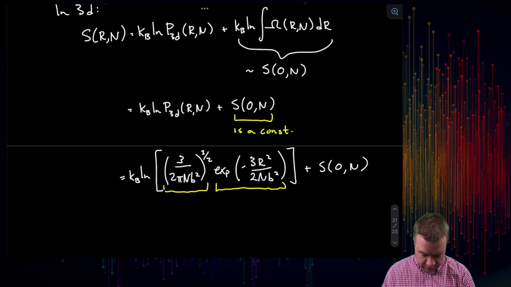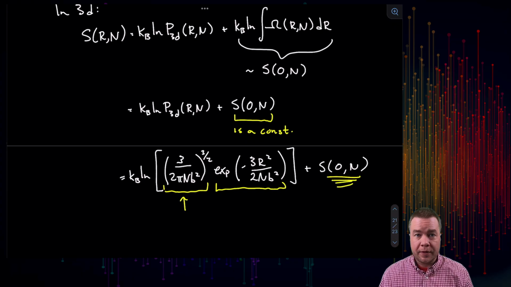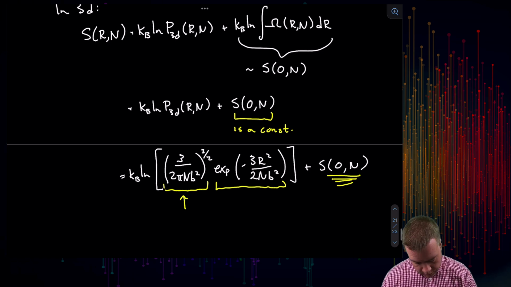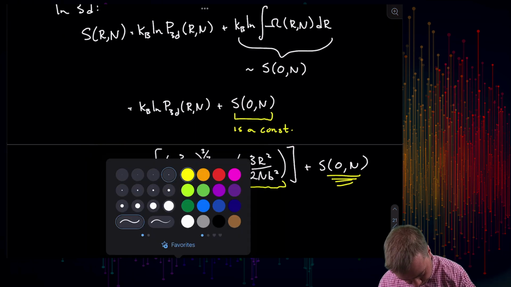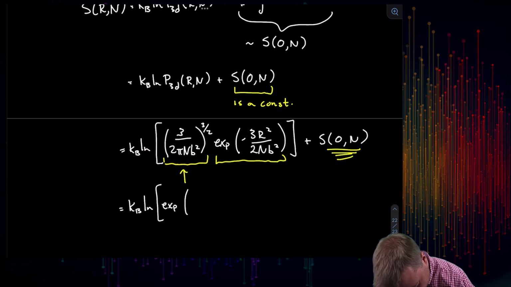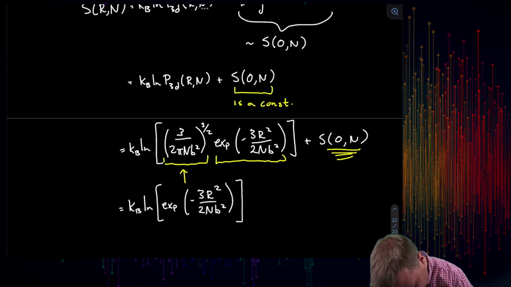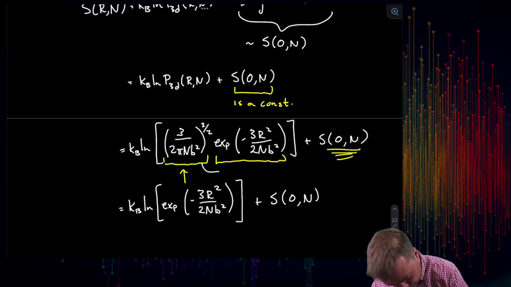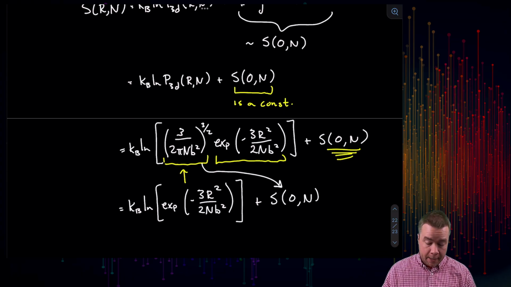We have that term. So this one can just come out as the logarithm of some constant, and we can group it in with that one, right? Because we don't really care what that is. So this comes out to be Kb logarithm of the exponential of minus 3r squared over 2nb squared plus S of 0 and n. So we took this term and we brought it down into that.